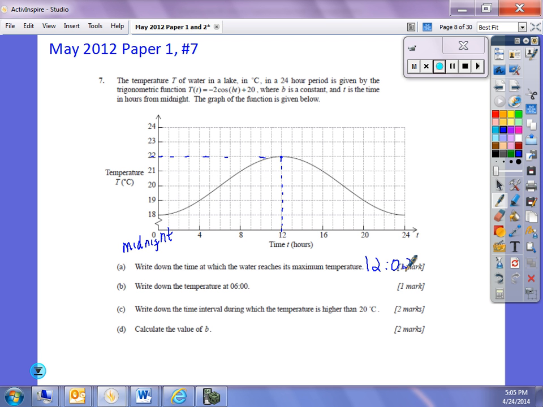Write down the temperature at 6 o'clock. So 4, 5, 6. And the temperature would be 20 degrees Celsius. Let's put units on that problem.